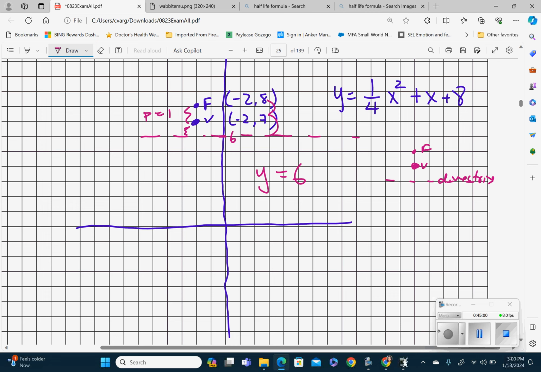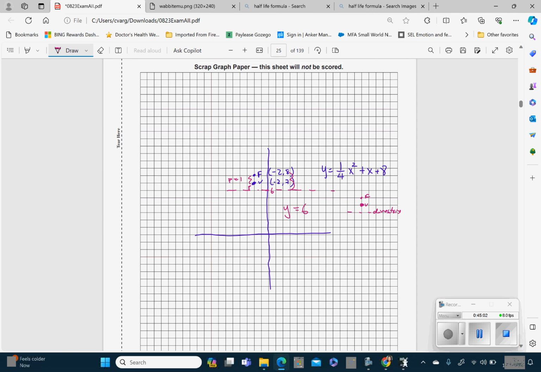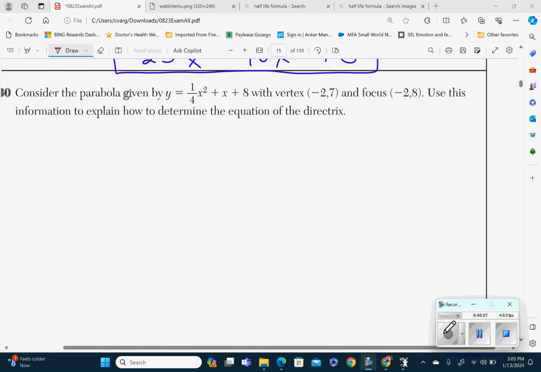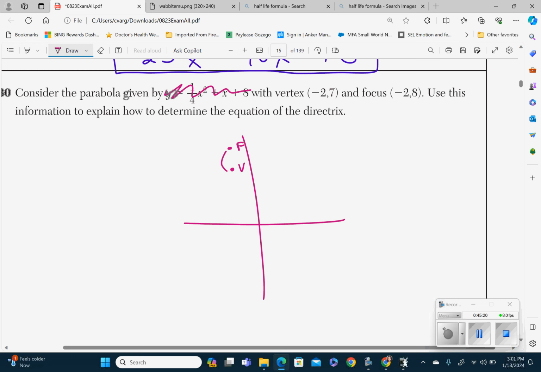Done. Done, right? So as long as you have that, you go to your question, and you actually don't even need this right here. What you do is you literally just sketch. So here's (-2, 7). So this is our vertex. You go to (-2, 8), which is our focus, and say that this is 1. So our p is equal to 1. So our directrix is going to be right here at 6. So y equals 6 is the directrix.